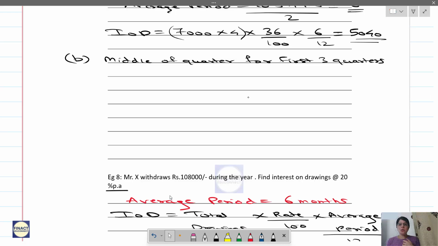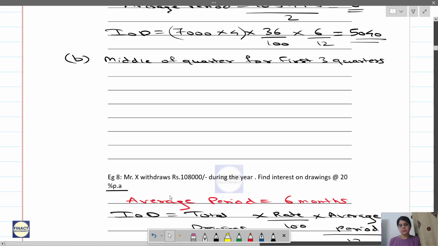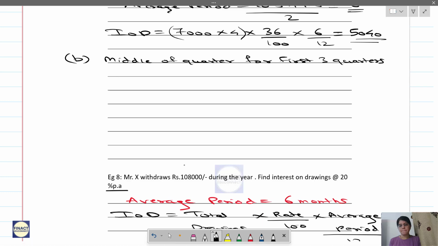So, middle of the quarter for the first 3 quarters. See, drawings are at the middle of the quarter, but drawings are only for the first 3 quarters. That means in the last quarter there were no drawings. So first drawing, what is the date of the first drawing? Middle of the first quarter, that is April, May and June. So it comes to 15th May 25.